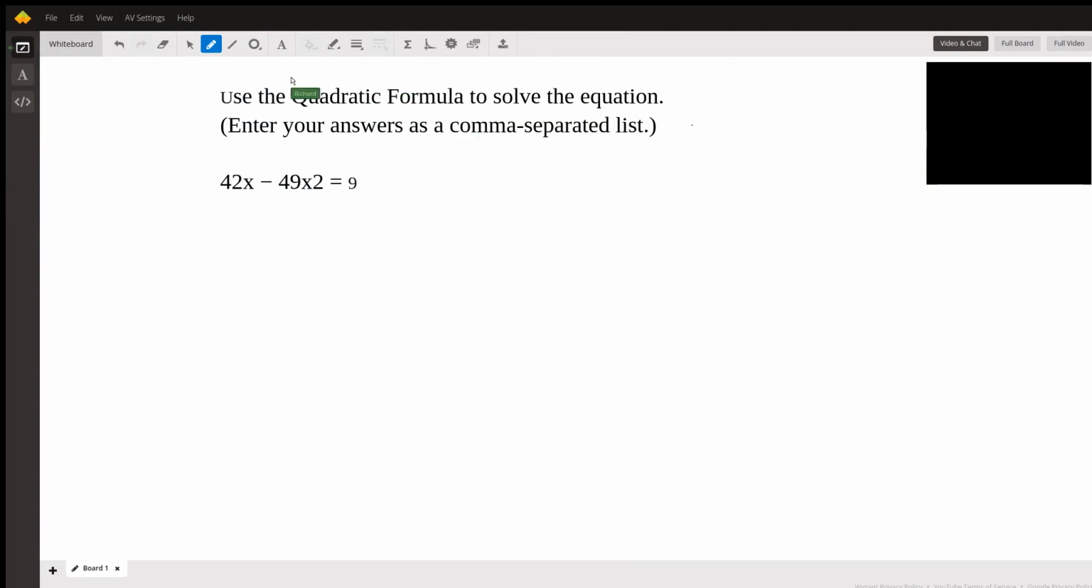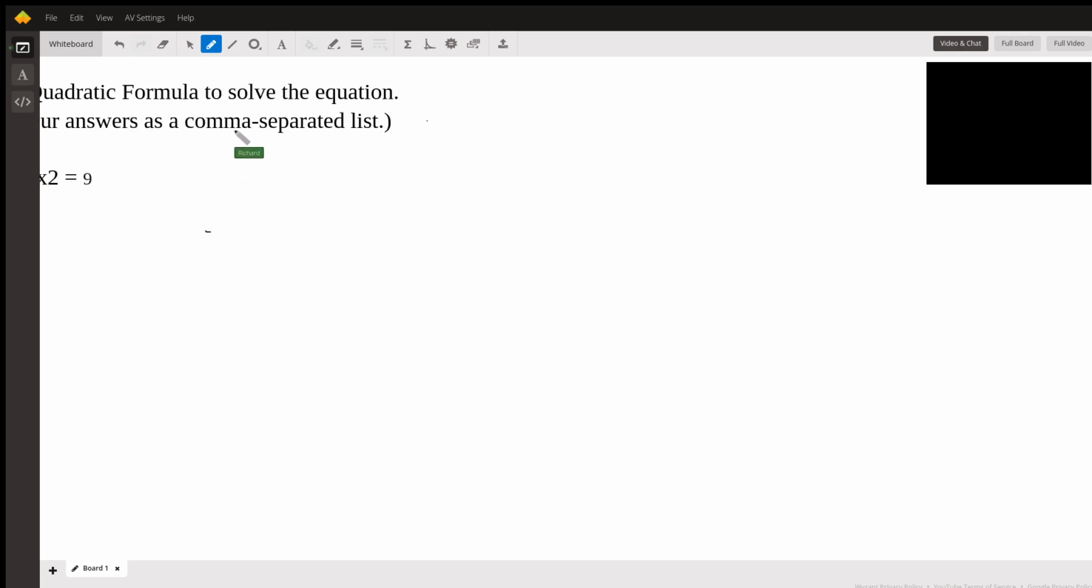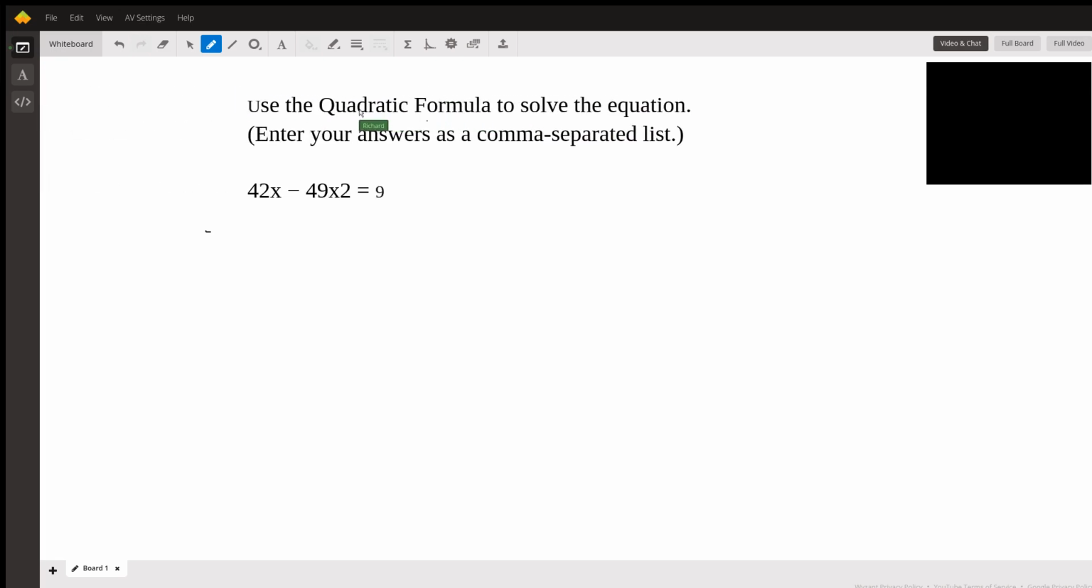This is probably from Algebra 1. The quadratic formula is something you really need to know, and so I suggest you memorize it, and we're going to talk about that in a second. Let's get this set up.